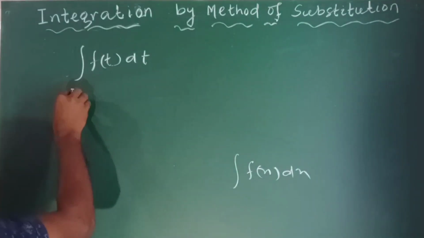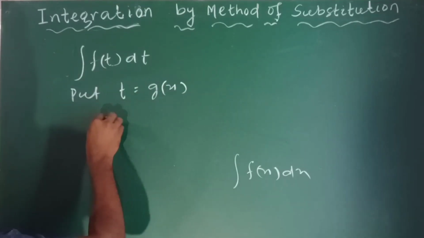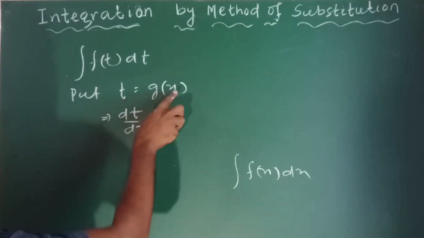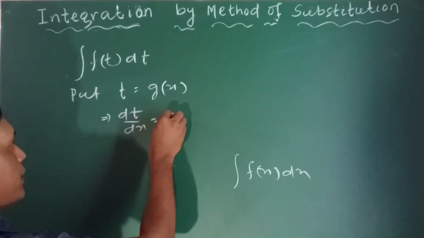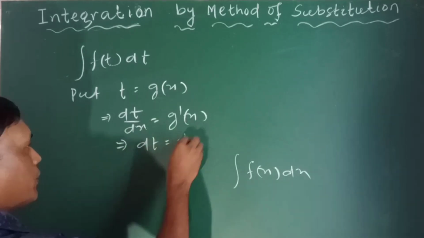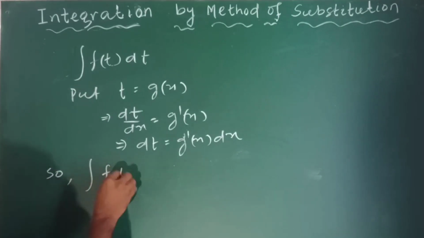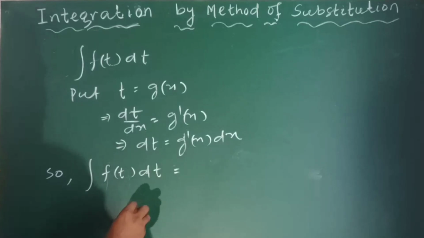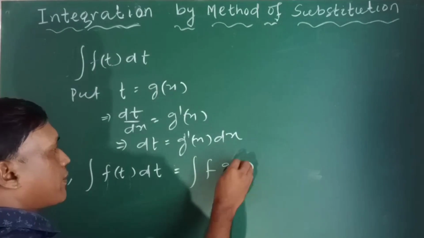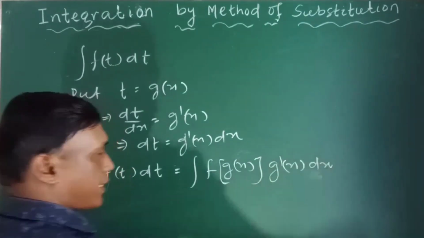Suppose I put t is equal to g of x. Differentiating both sides with respect to x, dt by dx is equal to g dash x, which implies dt is equal to g dash x into dx. So the integration of f of t with respect to t is equal to the integration of f of g of x into dt, and dt is g dash of x into dx.